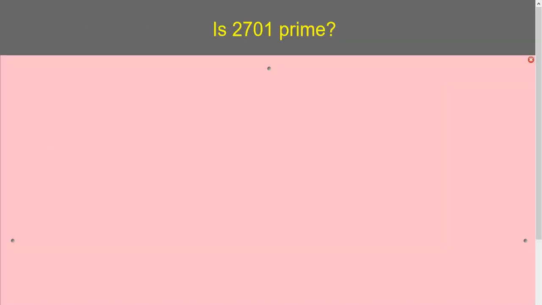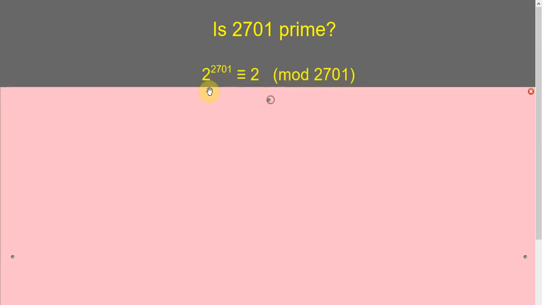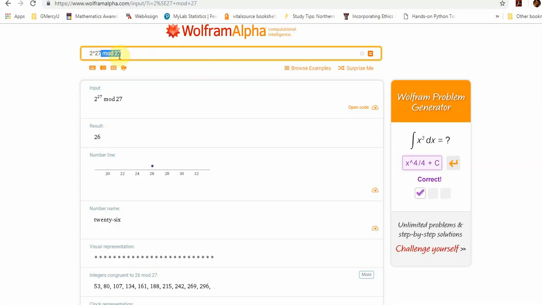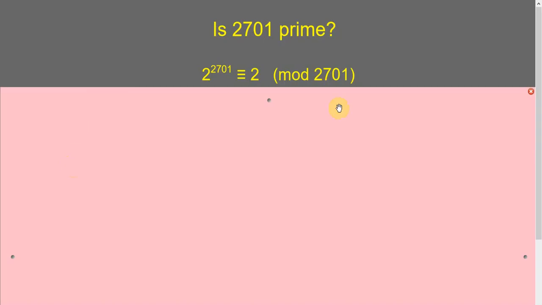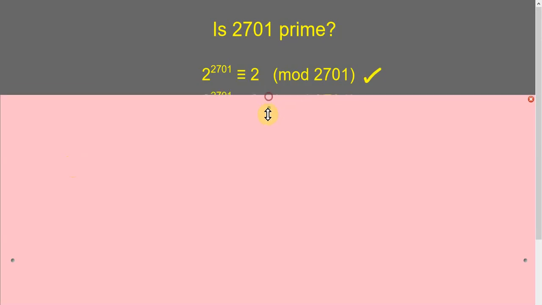Just to do one more, a slightly bigger number: is 2,701 prime? Now this is one that maybe we can't see immediately. Of course, we could easily do trial division, maybe with a computer. That would not be a problem. But let's go through it. So first we try base 2. Is 2 to the 2701 congruent to 2 mod 2701? So let's compute 2 to the 2701 mod 2701, and Wolfram Alpha tells us it is 2. All right, so that one passed.